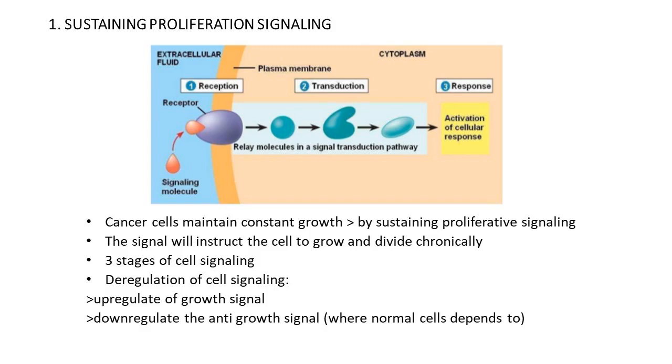The first cancer hallmark is sustaining proliferative signaling, where in order for the cancer cell to maintain a constant growth, it should sustain the proliferative signaling. This is where the signal will instruct the cells to grow and divide chronically. There are 3 stages of cell signaling, including first, the reception, involving the binding of a ligand and the receptor. Second, the transduction, involving the conversion of the signal, and finally, the response. The deregulation of the cell signaling pathway will cause the cancer cell to first upregulate the growth signal and second downregulate the anti-growth signal. This is what the normal cells depend on.